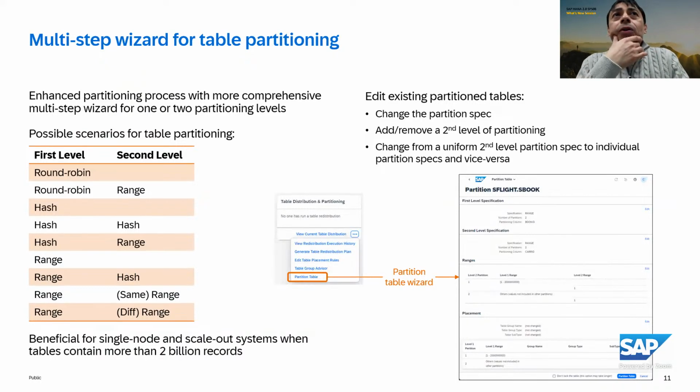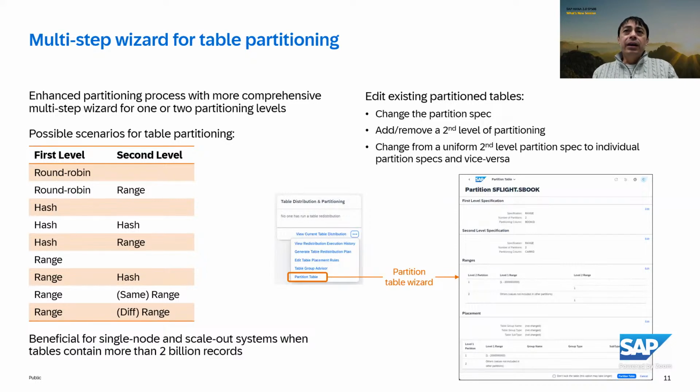We now have a multi-step wizard for table partitioning. With the Cockpit, you can apply one or two level partitioning to your HANA databases. There are a number of possible scenarios for your table partitioning. The first level could be round robin, hash partitioning, or range partitioning, and the second level could be similar, range or hash partitioning. This can be very useful for performance reasons, but also if you have a single node or scale-out system and your table contains more than 1 billion records, then when that is reached, you will want to partition the table.